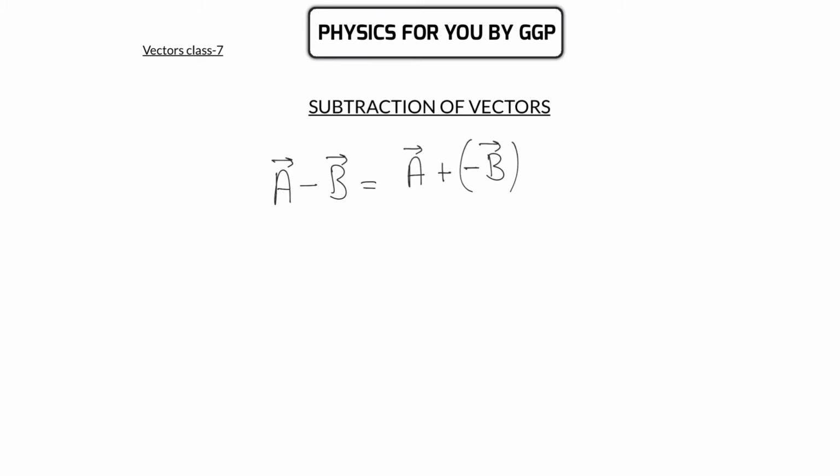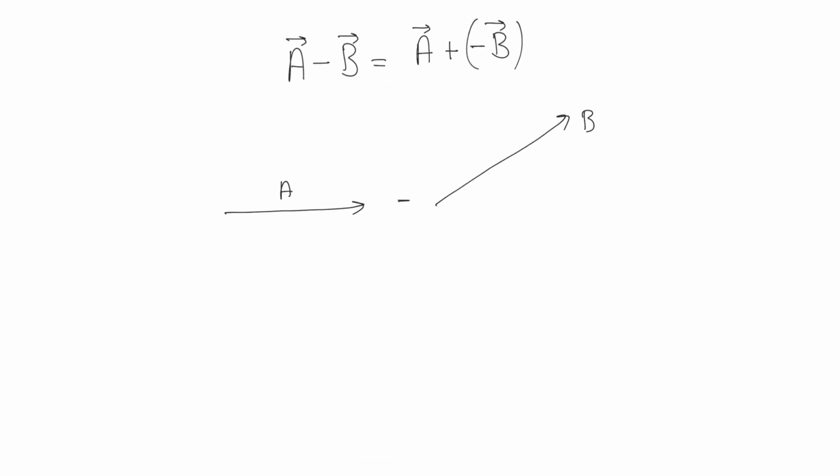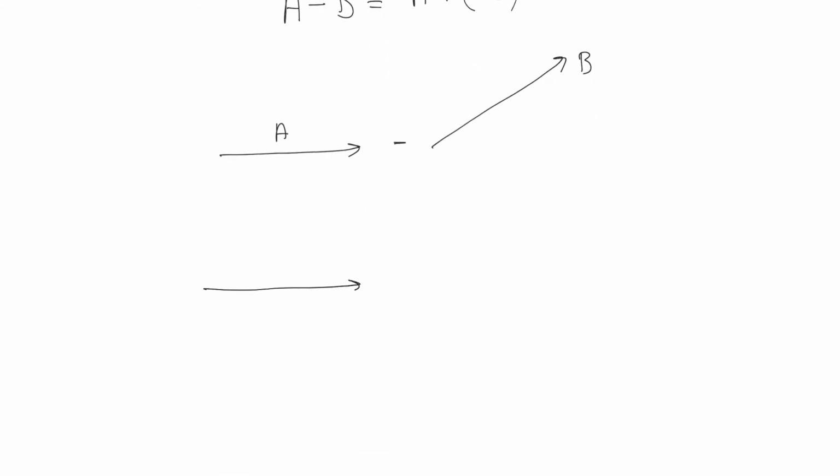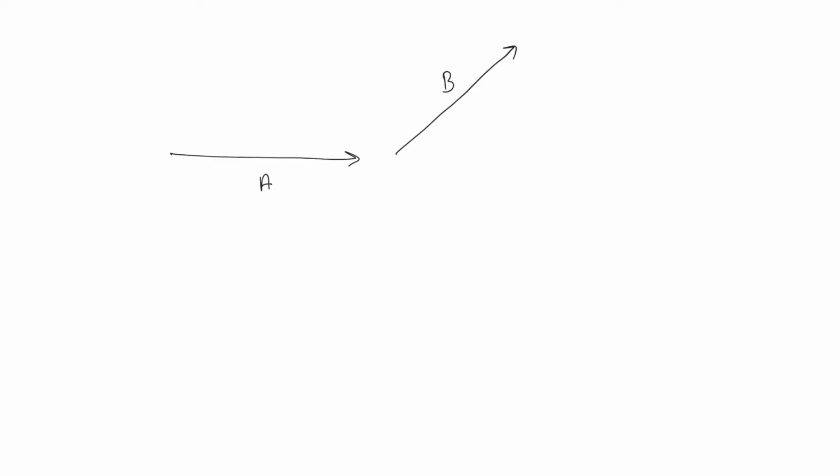So the physical meaning of this is, suppose we are to find out a vector minus b vector. What we'll do is we'll go for a vector plus minus of b vector, which is nothing but the negative vector of b vector. If you go for a vector plus minus of b vector, we'll get the value of a vector minus b vector. So consider a situation that we are having two vectors, a vector and b vector, and we are to find out a vector minus b vector.